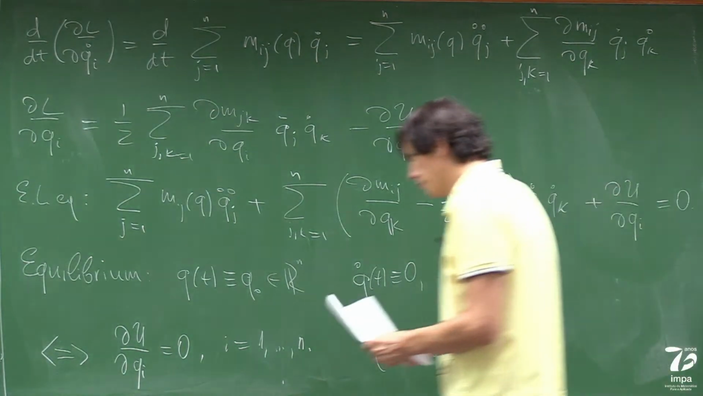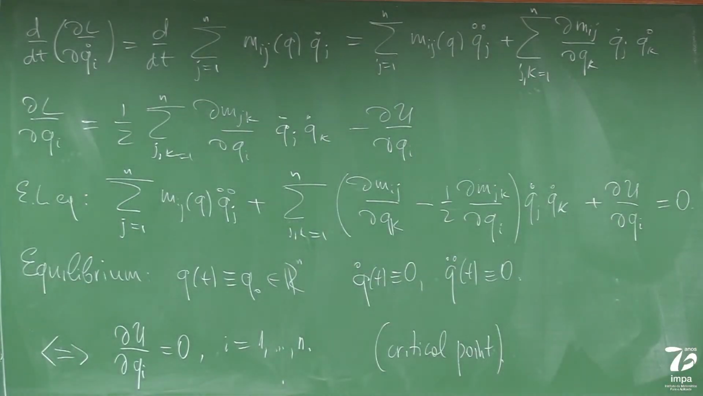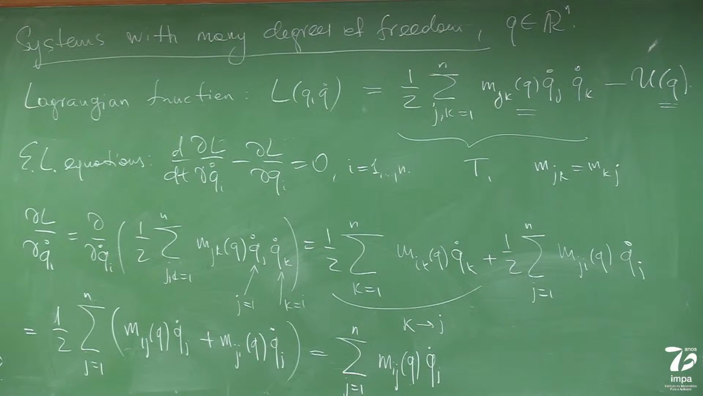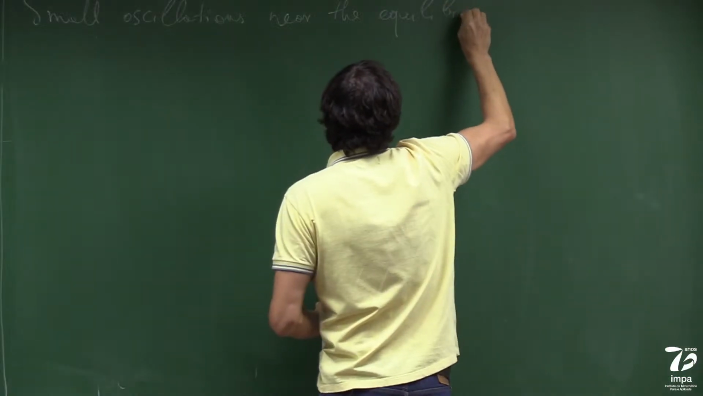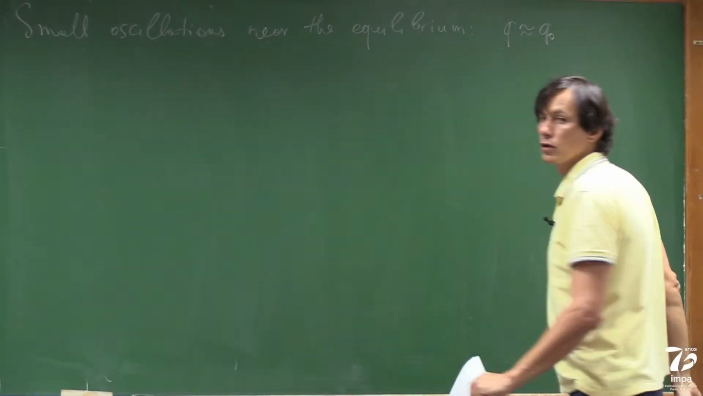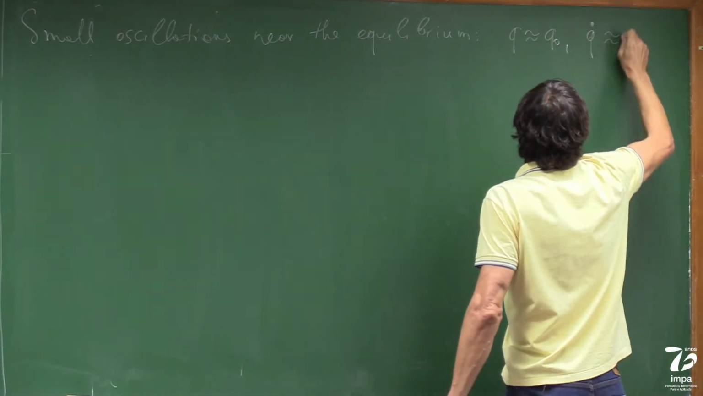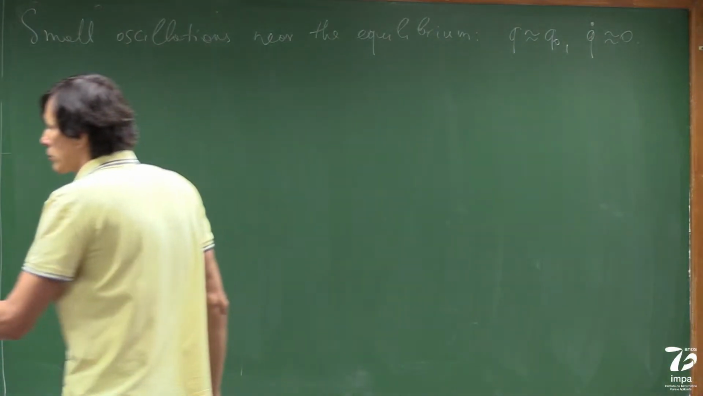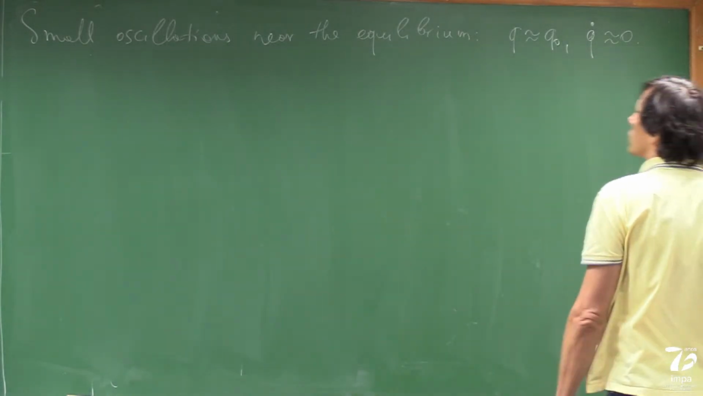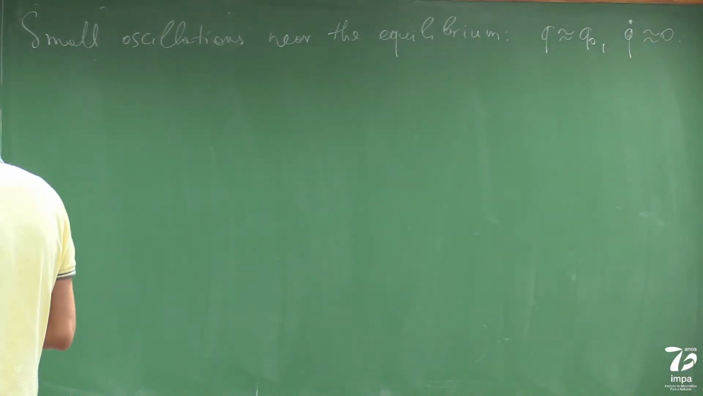Whenever you think of equilibrium, it should be a critical point of the potential function, the potential energy, so all derivatives should vanish. Okay, so the next step is just the same as we did with the 1 degree of freedom system: considering small oscillations near the equilibrium. It means that q is close to q0 and derivatives are close to 0. So slow motion. At equilibrium, derivatives are 0 and coordinates are exactly q0. Now coordinates are nearby and velocities are also nearby 0.